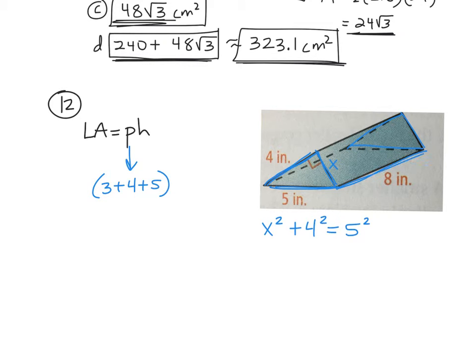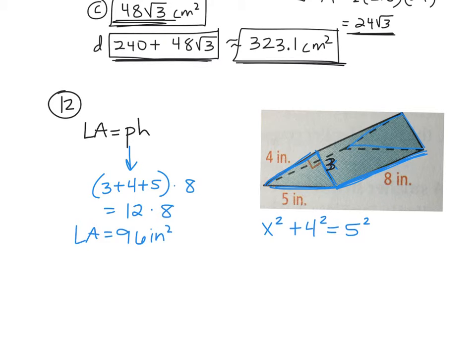And then the height is the distance between the two bases. I'm going to put a 3 in here so we know what we're working with. So my height then would be 8. So you're going to go 3 plus 4 plus 5, or 12, times 8 for your lateral area. And that gives us 96 square inches.